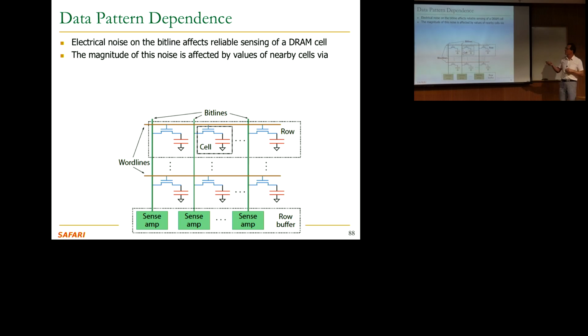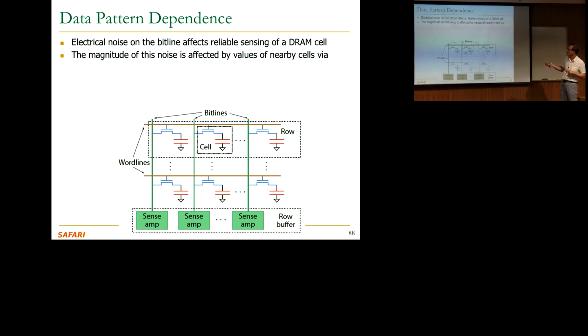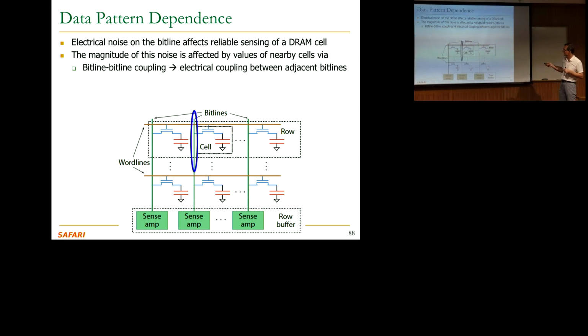So electrical noise on the bit line: whenever you perturb all of these bit lines, the electrical noise that you have on the bit line affects the reliable sensing of a DRAM cell. Let's say this is the DRAM cell in question. And the magnitude of this noise that happens on the bit line is actually affected by the nearby cells over here. Because of bit line to bit line coupling, you have electrical coupling between these adjacent bit lines that is affecting this bit line. Essentially, there is voltage noise.